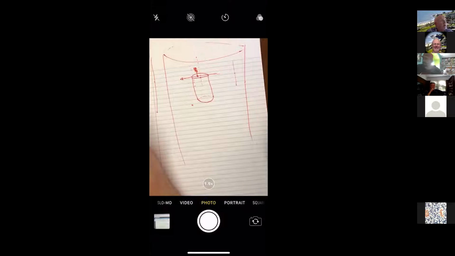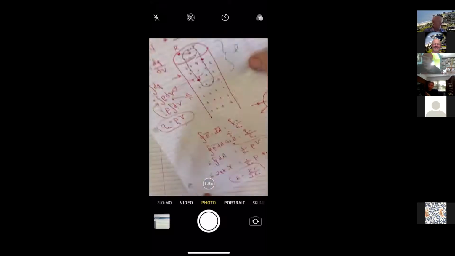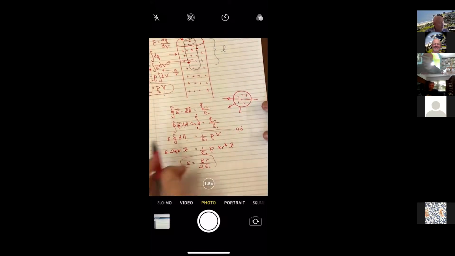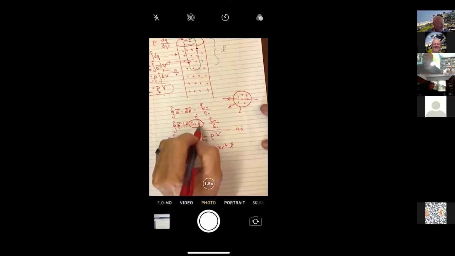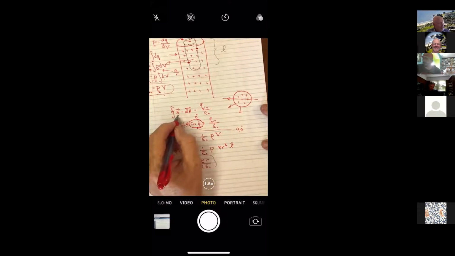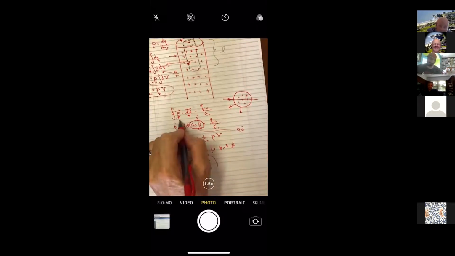Why do you care about the line of symmetry so much? Oh, okay. Because as you are trying to do the math, you need to know this angle. This angle is the angle between the electric field and the area. And the electric field is always along a line of symmetry. Oh, okay. I see.